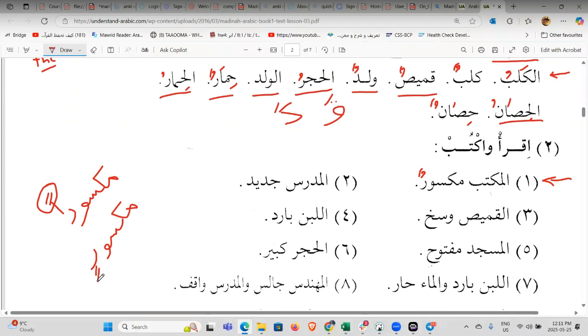These are called cases. In Arabic, this is known as mansub, and this is known as majrur. So we're not going to see this for some time. The simple sentences do not involve changing the cases. So al-maktabu maksurun. What does it mean?